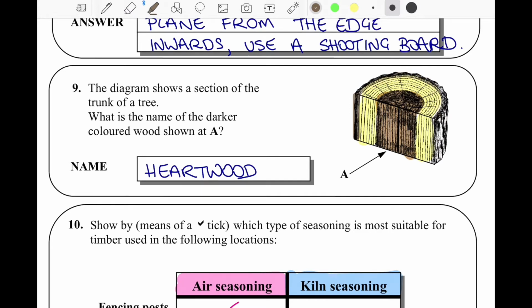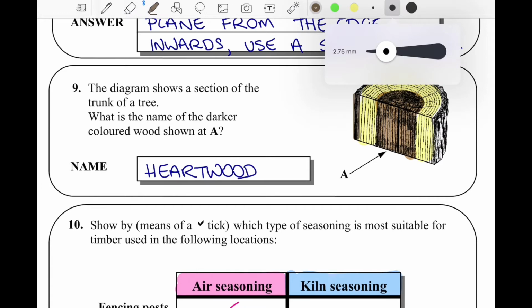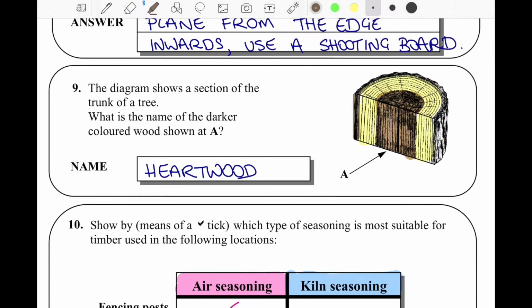Hang on now. I'm trying to talk and draw at the same time, so I need to stop this now a minute. Shall I just try this? I'm trying to make it pretty. There we go, there's the bark.